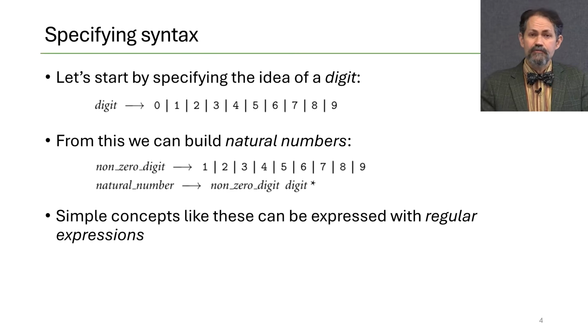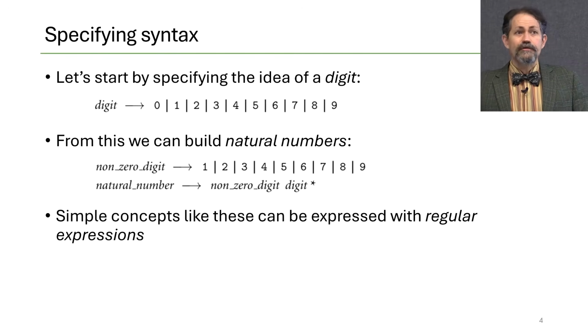So let's start with a simple specification of syntax. We'll start by specifying the idea of a digit. We'll describe a digit on the left here as one of the following: 0, 1, 2, 3, 4, 5, 6, 7, 8, 9. The familiar digits that we all know from Arabic numerals. So the notation here, we're using the arrow to say that a digit is one of the following possibilities, and the or symbol, the bar, specifies what the different possibilities are.